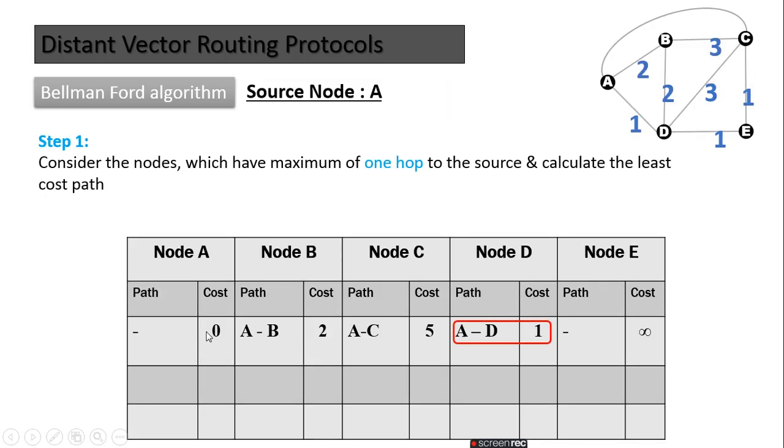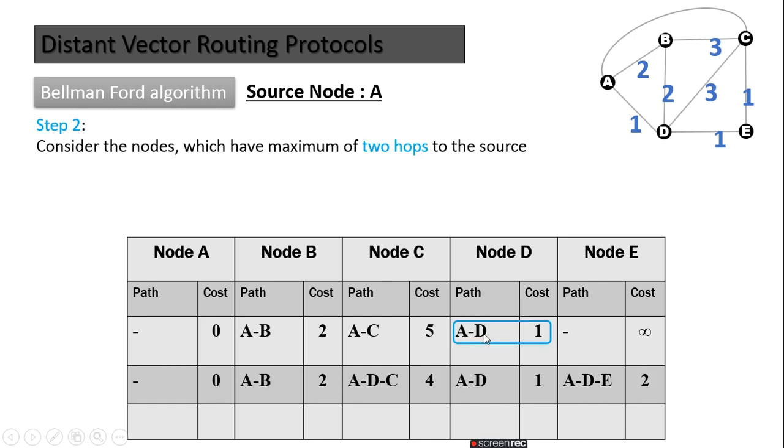Okay, so we write the first step exactly as it is. That means directly connected routers. And just like we did before, we select the lowest cost node. So we get the same answer.